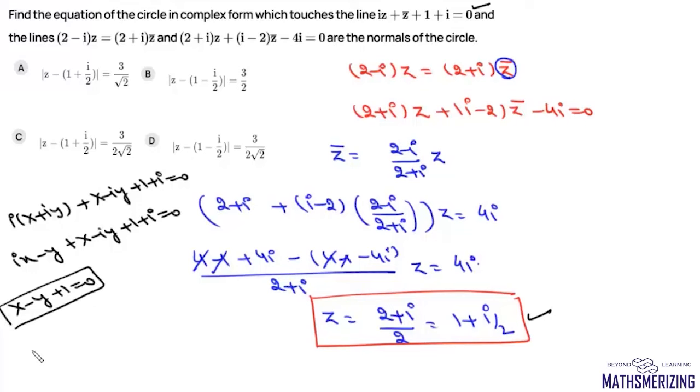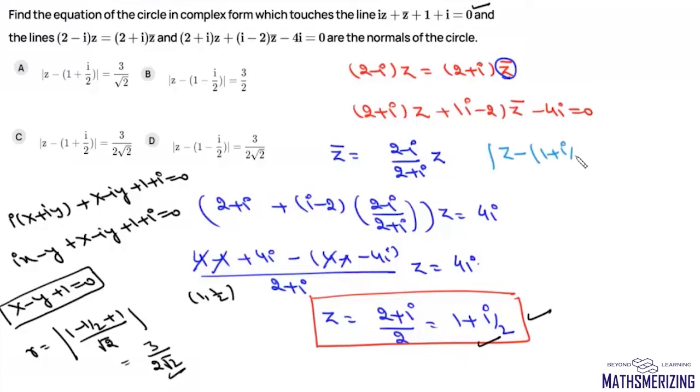Now we need to find its radius. Now radius is nothing but perpendicular distance from center to this tangent. Now center of this circle is at 1 comma 1 by 2. So it will be 1 minus 1 by 2 plus 1 upon root 2. So it will be 3 upon 2 root 2. Now once we have center and radius, we can write equation of this circle as mod of Z minus 1 plus iota upon 2, and it will be equal to 3 upon 2 root 2. And that's your option C.